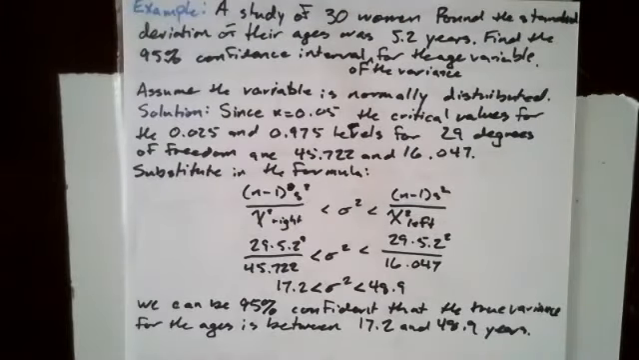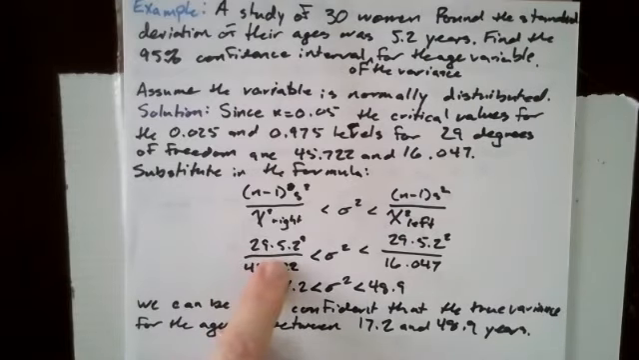So for example, a study of 30 women found the standard deviation of their ages was 5.2 years. Find the 95% confidence interval for the variance for the age variable. First, we want to assume that the variable is normally distributed. We have to assume that. Since alpha equals 0.05, the critical values for the 0.025 and 0.975 levels for 29 degrees of freedom are 45.722 and 16.047. And we substitute the information we have into the formula.